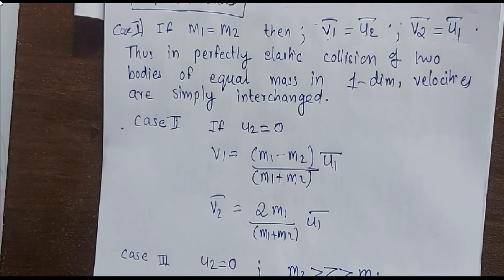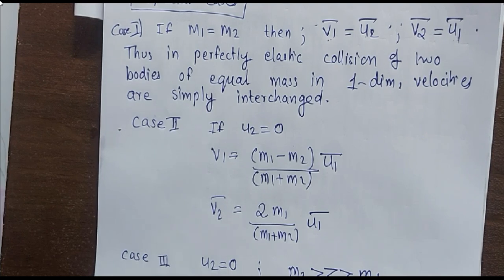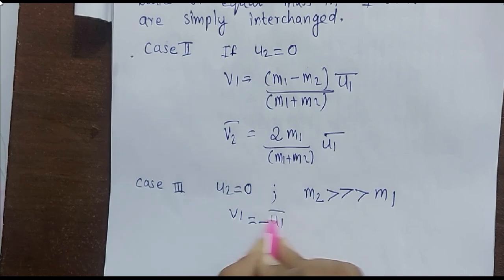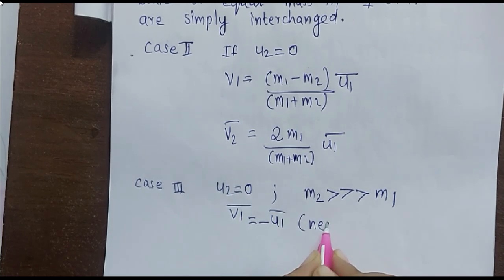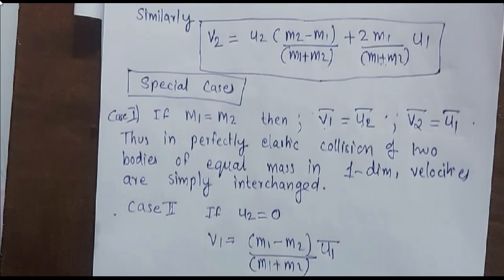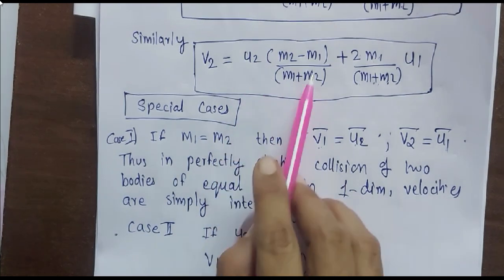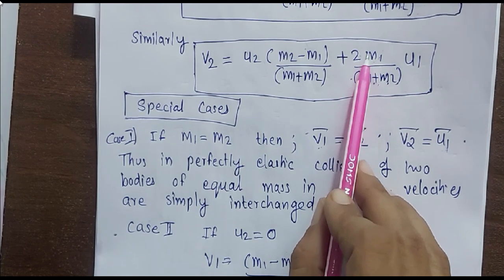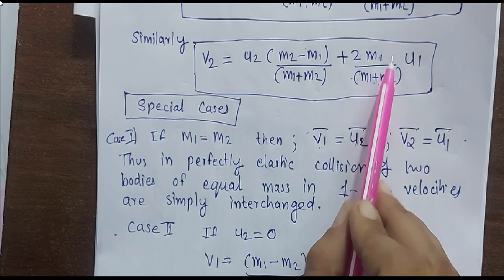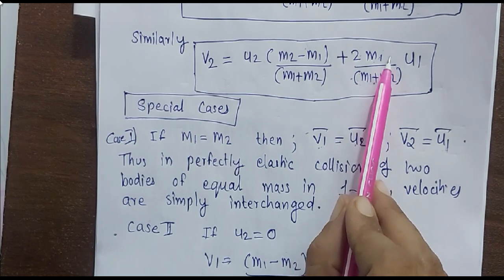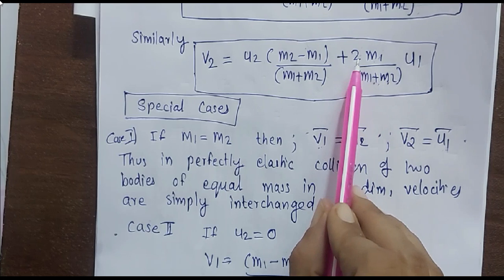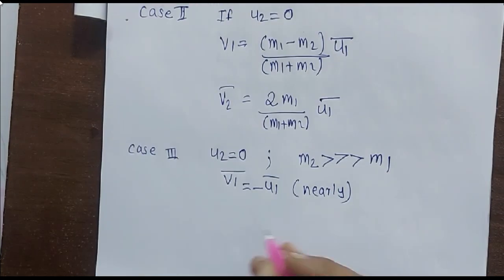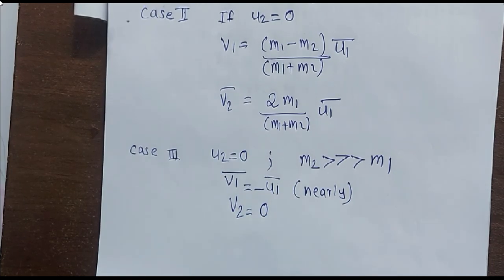So we can write v1 is equal to minus u1 bar, nearly. And in this case u2 is 0 means this entire term is 0, and m2 is much greater than m1, so we can neglect it. If this is 1, then 1 upon some greater number gives you 0, so this is literally 0. So v2 will become v2 is equal to 0 nearly.